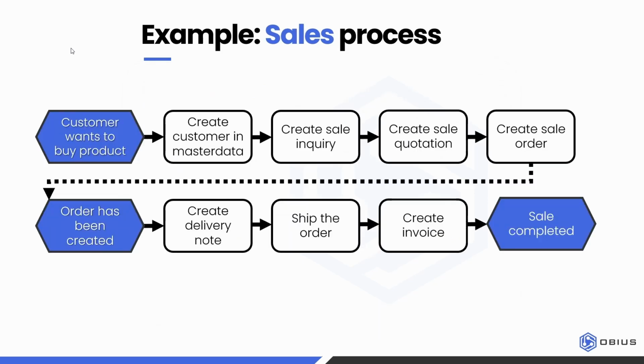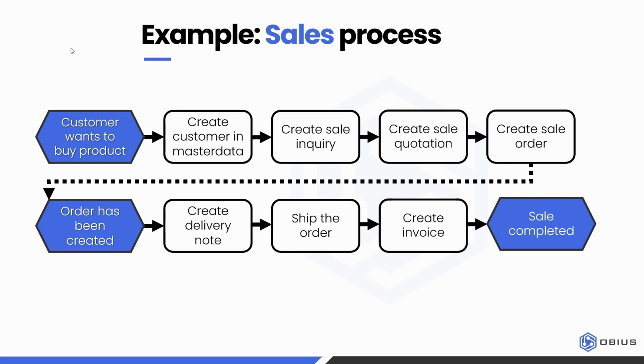Now we take a closer look at one example, and in this case, it's the sales process. So the first step is that the customer wants to buy a product. And in order to interact with the customer in our ERP software, we have to create the customer in the customer master data. The master data is basically a list of all customers that we are doing business with in the company. After this, we create a sales inquiry because the customer first just asks to buy the product. Based on this, the sales quotation is then created and sent to the customer.